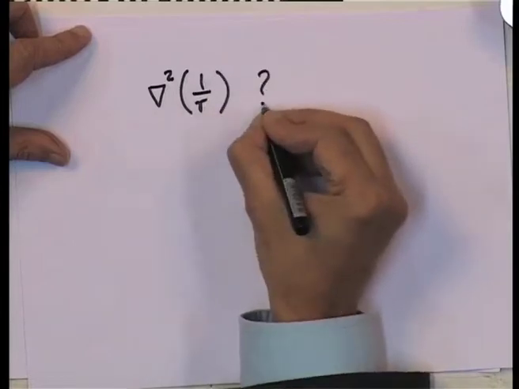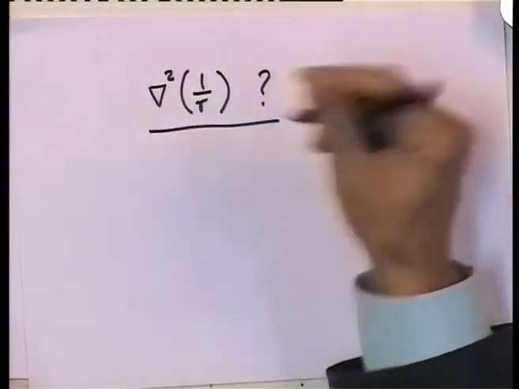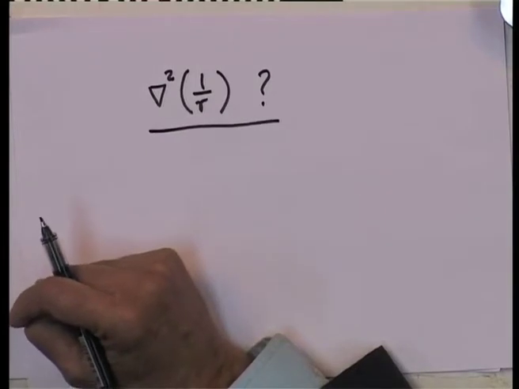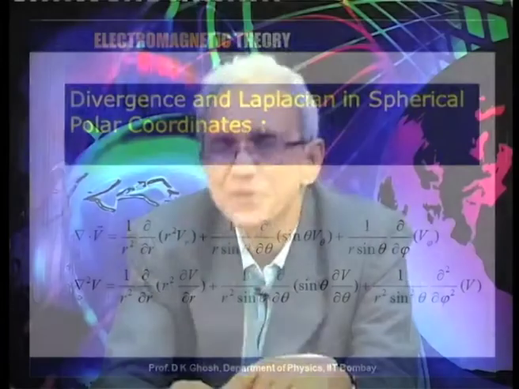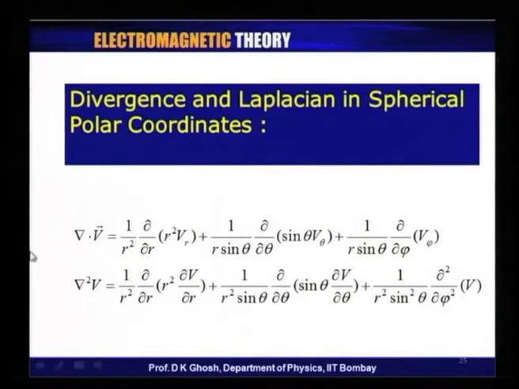This is very important because 1 over r happens to be the Coulomb potential, with which we will be very much involved in the next few lectures. Now, in order to understand what it is, I need the expressions of the divergence and the Laplacian, del square operator, acting on it. So, what is the divergence of a vector v in the spherical polar system?